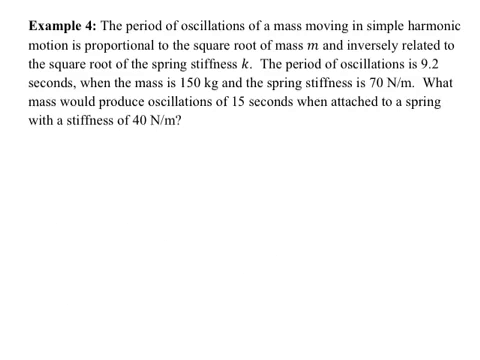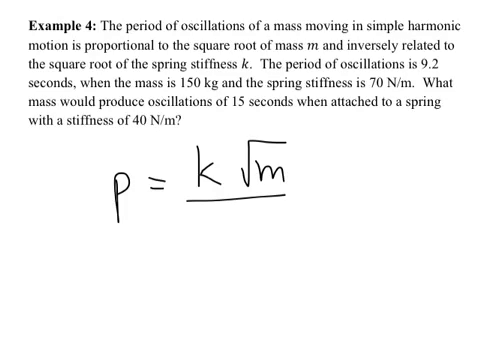Finally, example 4 says the period P of oscillations of a mass moving in simple harmonic motion is proportional, so we'll use K to start, to the square root of the mass M, so radical M, that's how we write proportional to the square root of M, and inversely related to the square root of the spring stiffness K. Well, that's going to be a problem. We can't have two K's here. So let's change this K and write a random dummy variable, any variable, call it, say for this case, C. So that's now our constant of proportionality, C, because K was used as a parameter in the problem for the spring stiffness. So we can't use it as our constant of variation as well.